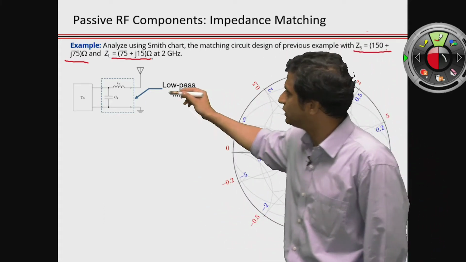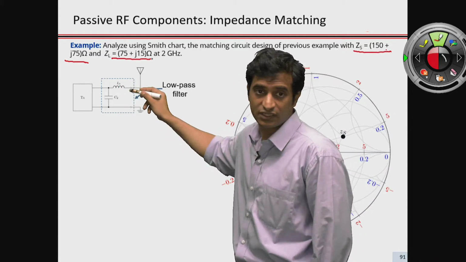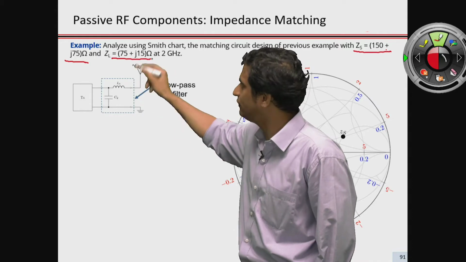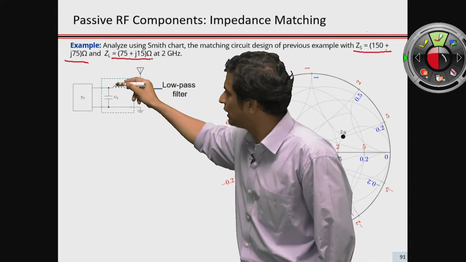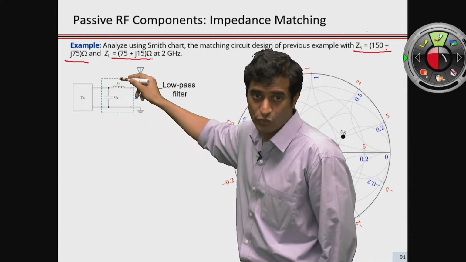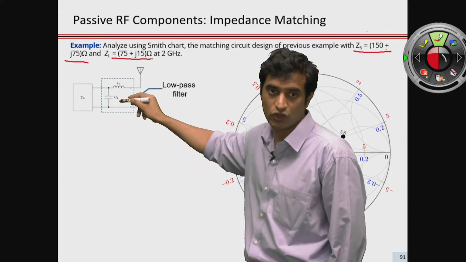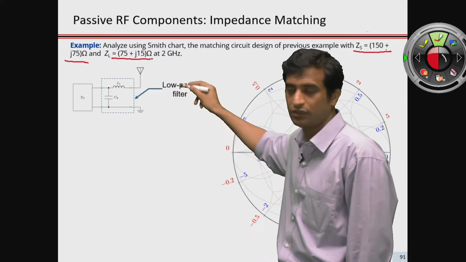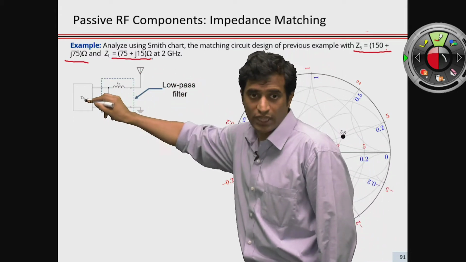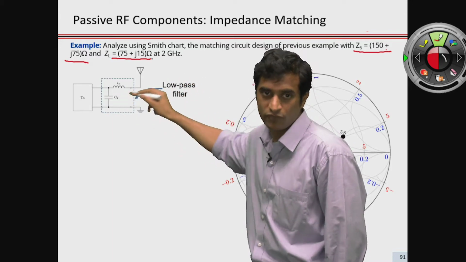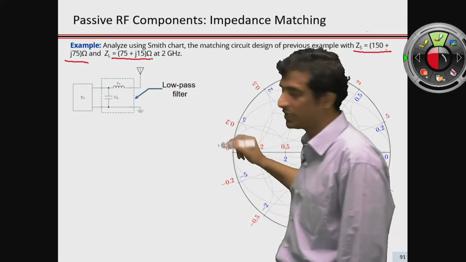How do we know it is a low pass filter? Once you have a series inductor, the reactance is going to be increasing with frequency, so high frequency components are going to be cut off, and 1 over j omega c is going to be a short circuit at high frequency, so it is going to bypass the high frequency components. So this particular matching network is not going to allow high frequency components to pass through. It will only allow low frequencies to pass through. That's why it's a low pass filter.